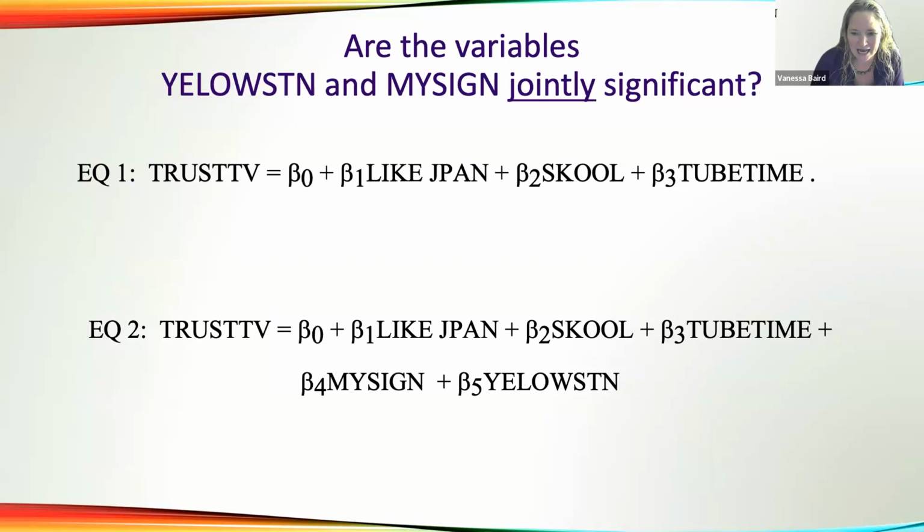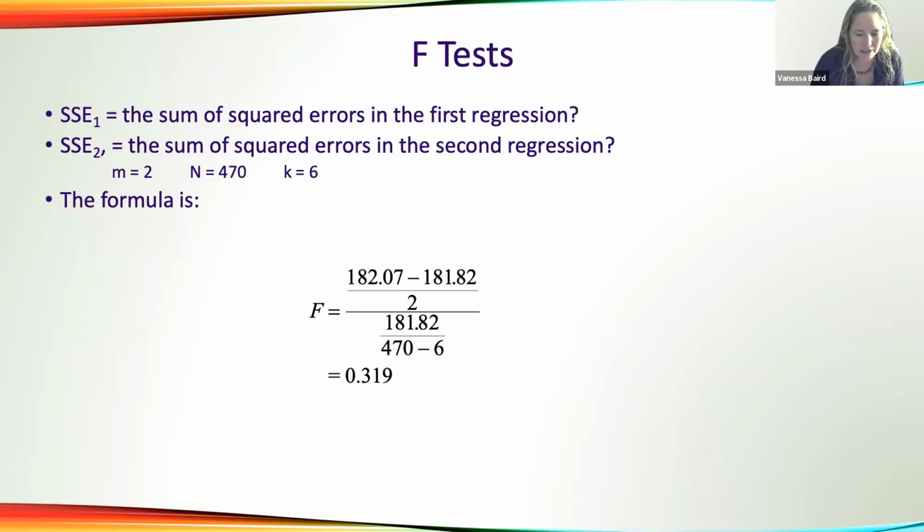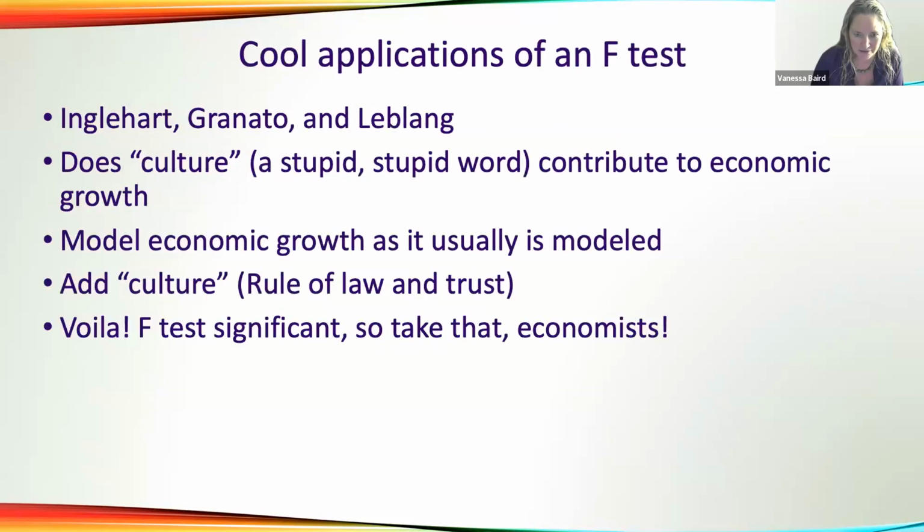All right, now we're going to add in liking Japan and my astrological sign and all of these things. And we're going to say, okay, so we've changed from 2 to 6 predictors, and now F is 0.3. And if you look 0.3 up in the back of a textbook, it will tell you that is not significant.